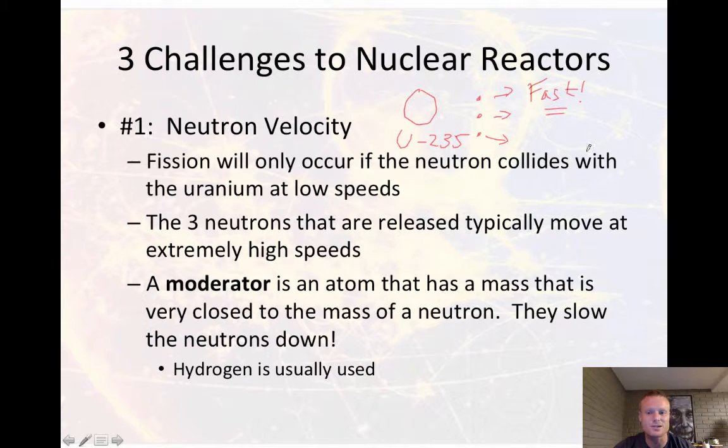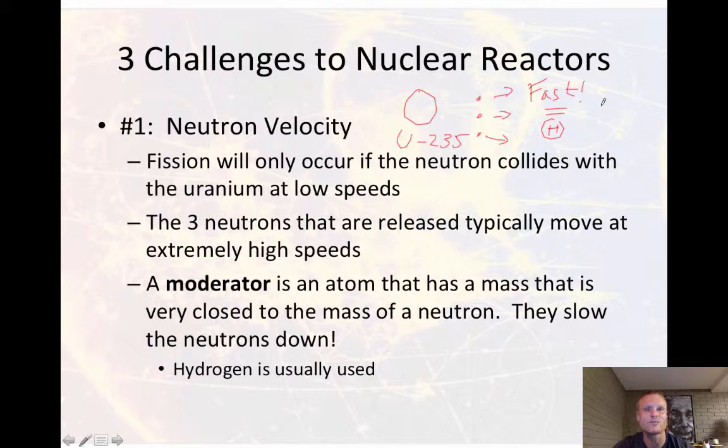So how do scientists solve this problem? Basically, they add in what's called a moderator. A moderator is an atom that has a mass very close to the mass of a neutron, and they slow the neutrons down. It just so happens that hydrogen has 1 proton and 1 electron, which in this case we can assume the electron's massless. But if you remember, protons and neutrons are pretty close in mass. So if we put a hydrogen atom here, or actually a lot of hydrogen atoms here, these are all moderators. And when these neutrons collide with the hydrogen atom, they get slowed down.